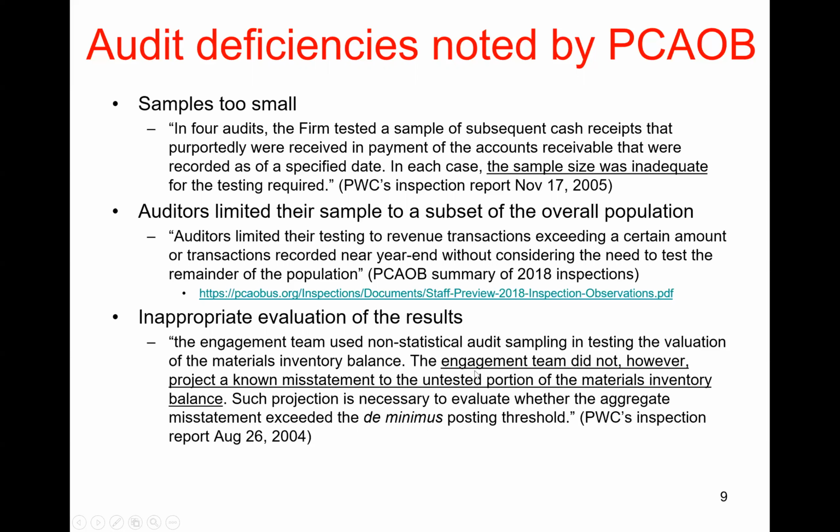Anyway, the PCAOB went on to say the engagement team did not project a known misstatement, so misstatement in the sample, to the untested portion of the materials inventory balance. Right. So in other words, the auditors should have tried to evaluate what the misstatement was in the population instead of just relying on the misstatement that they found within their sample. And again, if you use statistical sampling methods, it's much less likely that you will make this mistake. Okay. So although auditors are allowed to use non-statistical methods, I wouldn't recommend them.